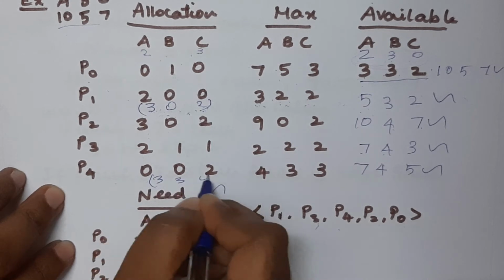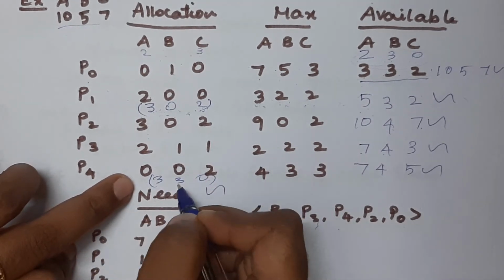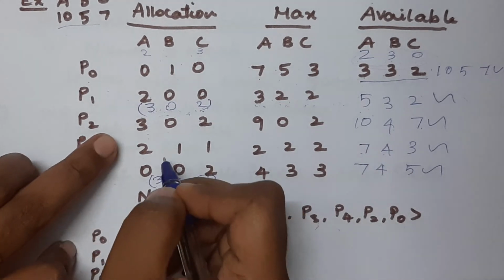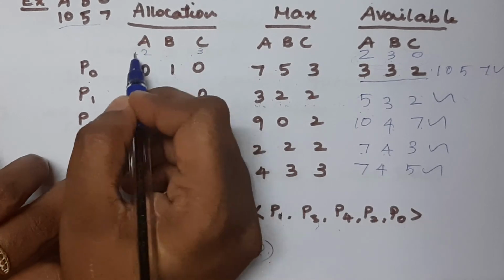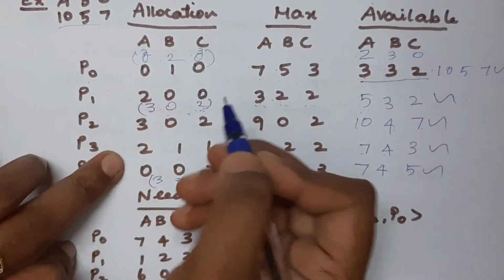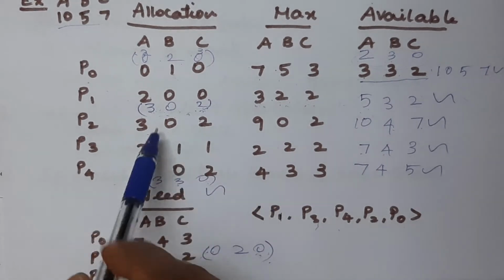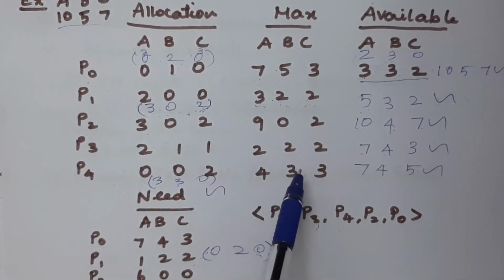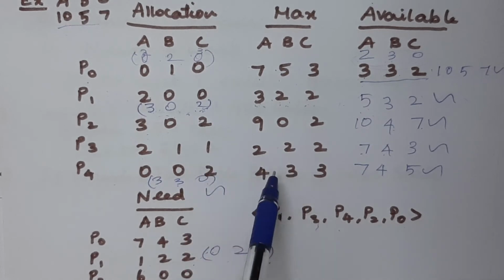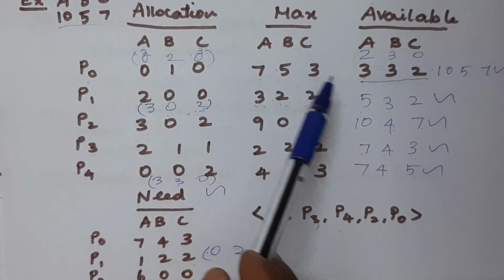But if you get more requests by the processes, say for example if P4 is requesting 330 instead of 002, okay, and P0 is also requesting 020 instead of 010. So what happens here? See, request is nothing but different from the max value. So the maximum requirement of P4 is 433 only, and the maximum requirement of P0 is 753 only.